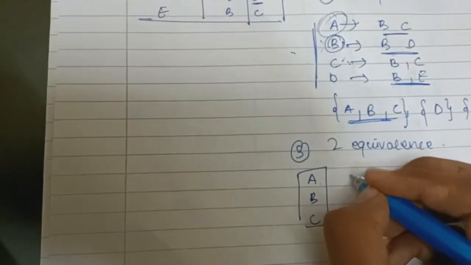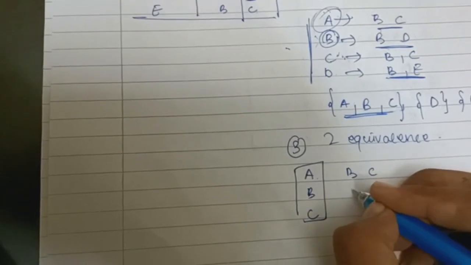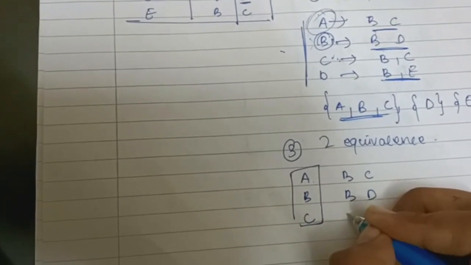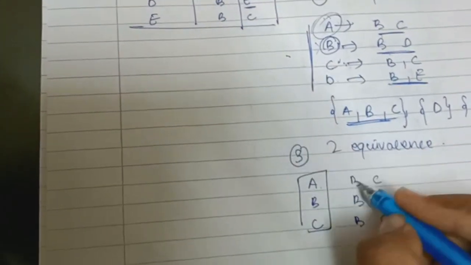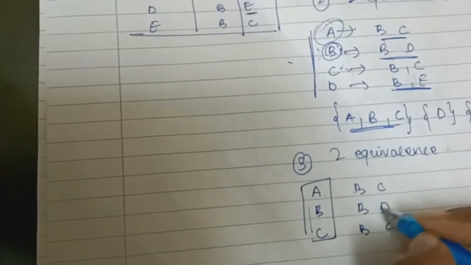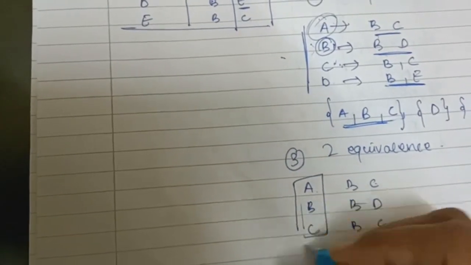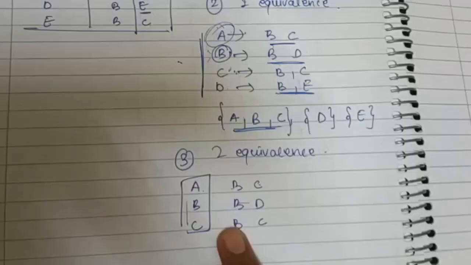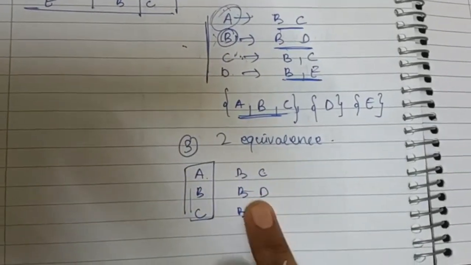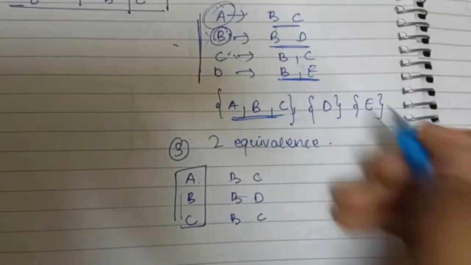So from A we can transit to B and C, from B we can transit to B and D, and from C we can transit to B and C. Now see, B and C are a part of this group. Yes. B and D are a part of this group? No, D is not a part of this group. As D is not a part of this group, we'll separate this D into another group.